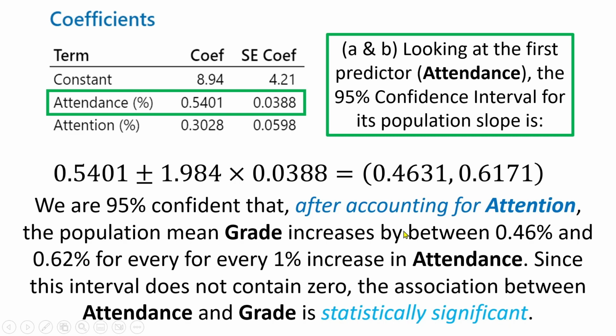So how do we interpret this interval? Well, we can say that we are 95% confident that after accounting for attention, the population mean grade increases by between 0.46% and 0.62% for every 1% increase in attendance. And since this interval doesn't contain zero, the association between attendance and grade is statistically significant.